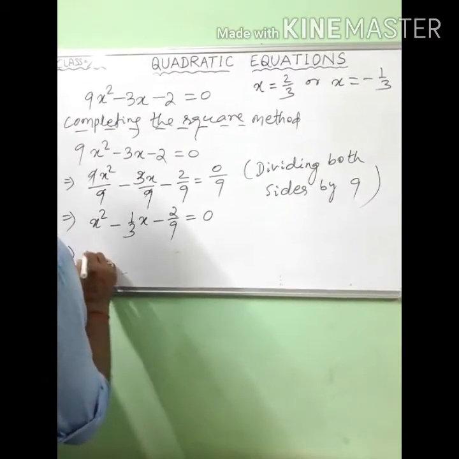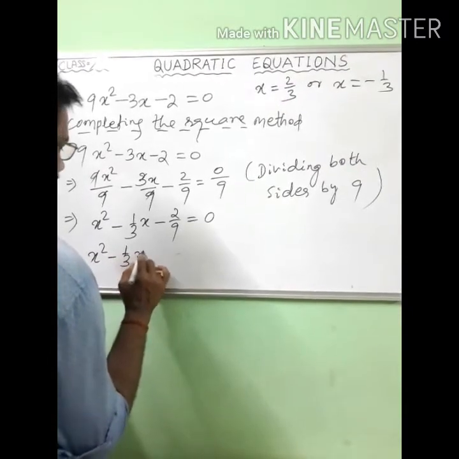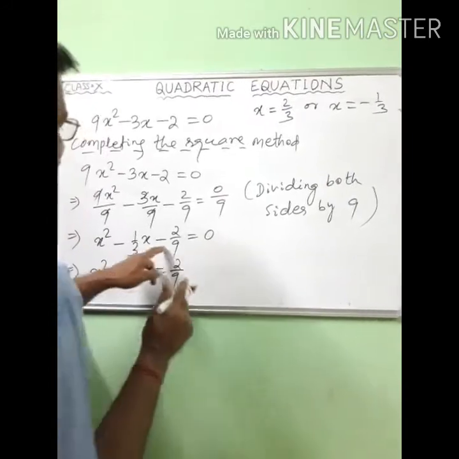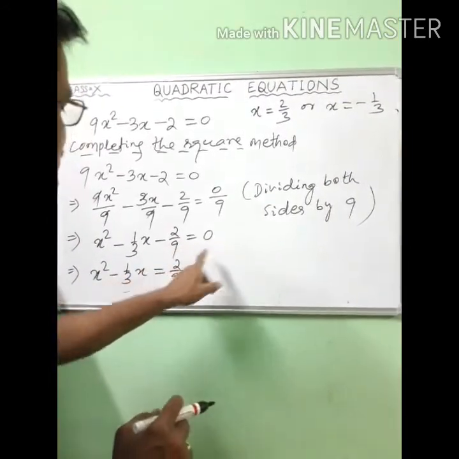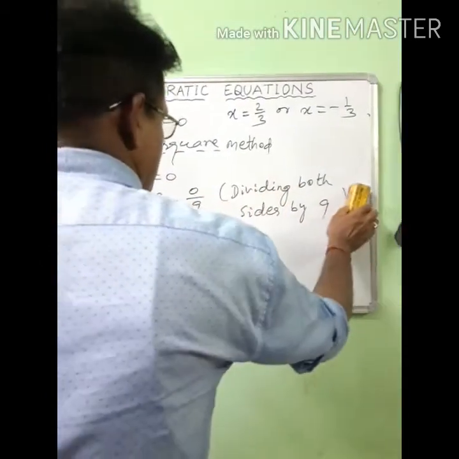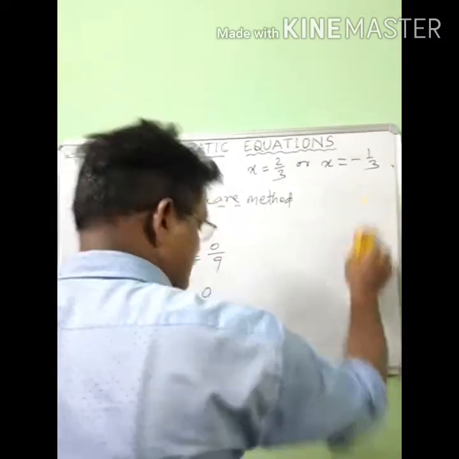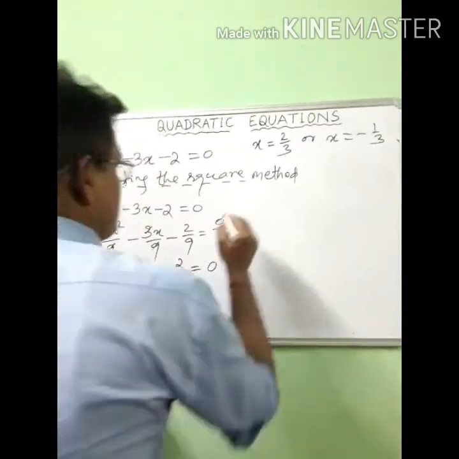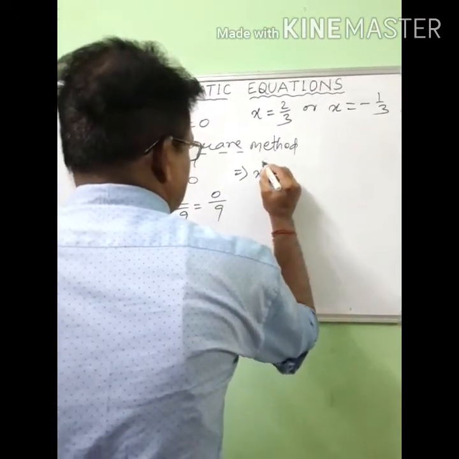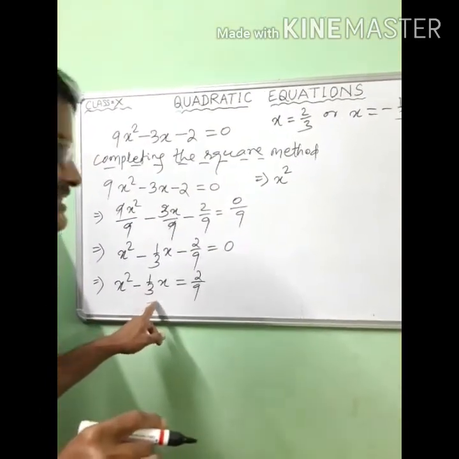Now x square minus 1 by 3x is equal to 2 by 9. Minus 2 by 9 will come to the right side, that is plus 2 by 9. Clear? So here that implies x square means a square. Okay. Now minus 1 by 3.